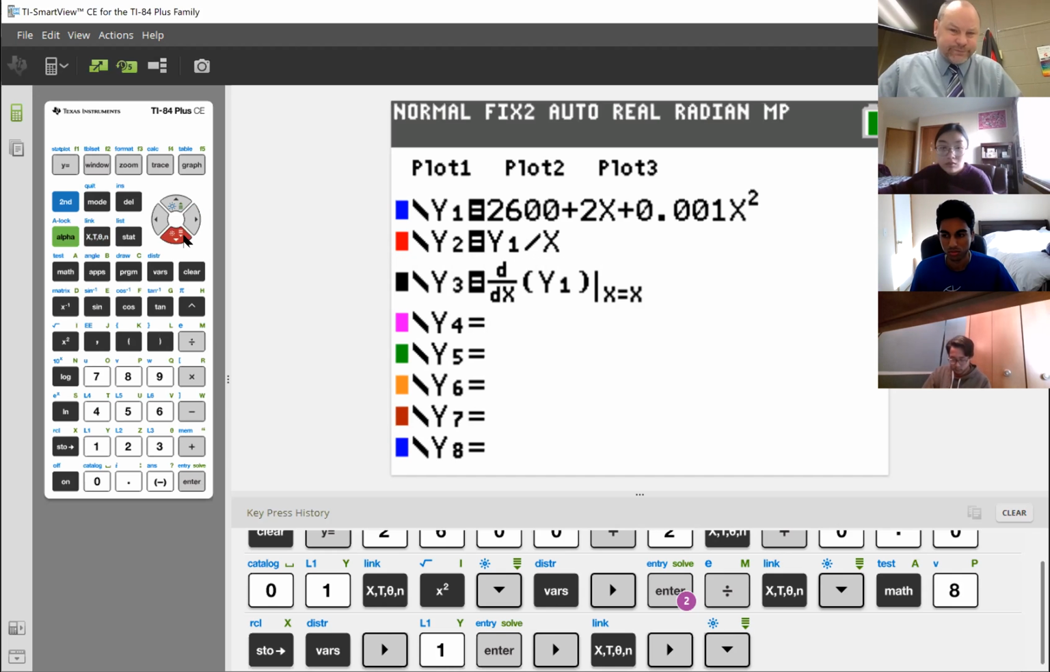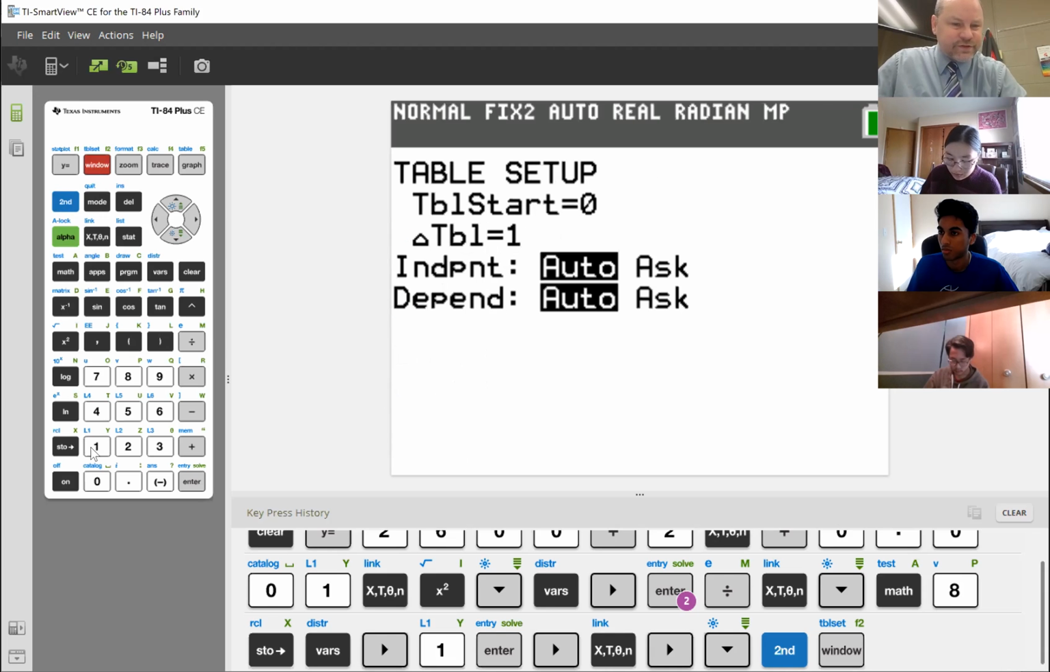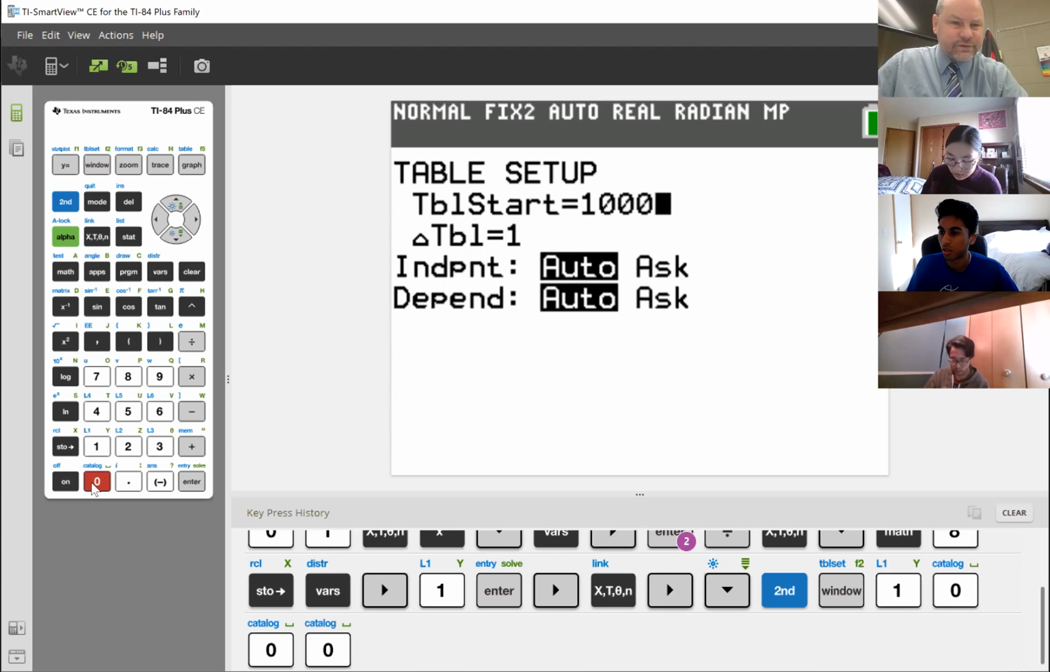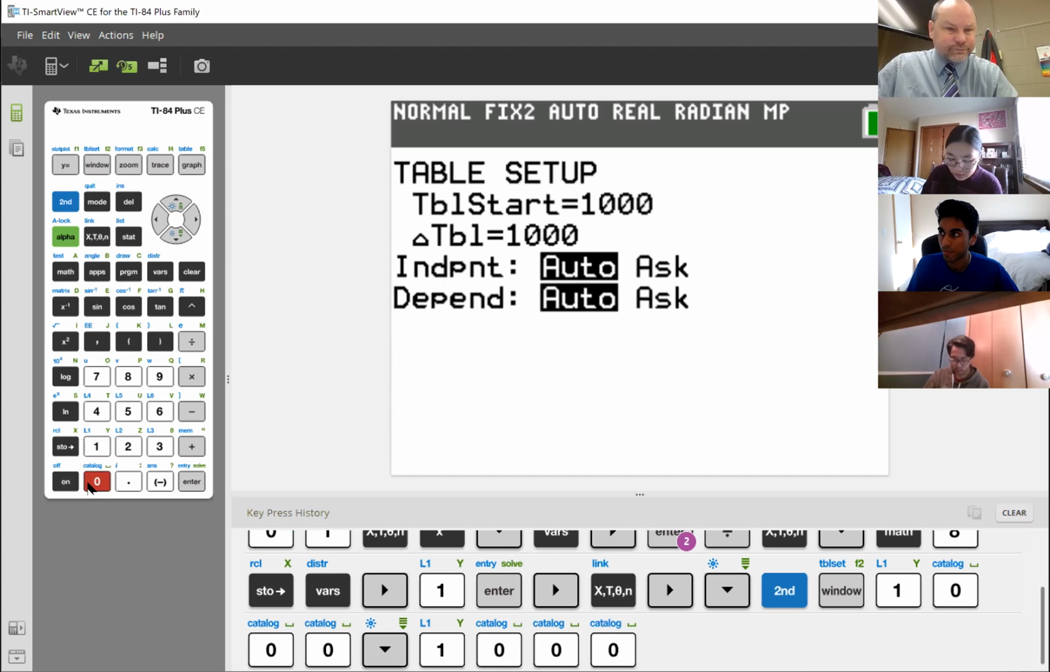So what I can do is then create a table of data, and I can just start at 1,000 and look at 1,000, 2,000, 3,000. Or you could obviously calculate them each. So if I start at 1,000 and go up by 1,000, and then look at my table.